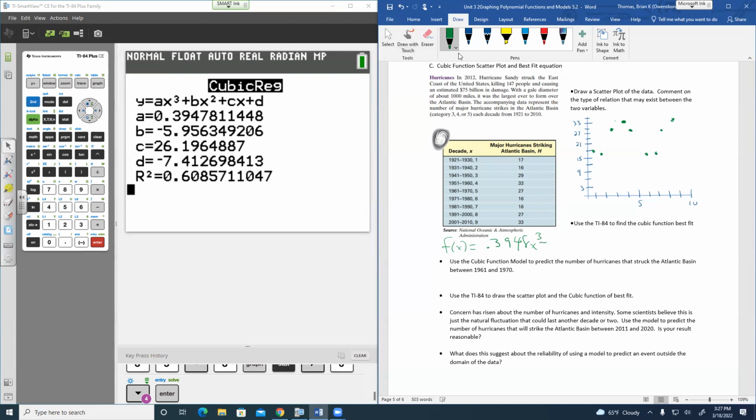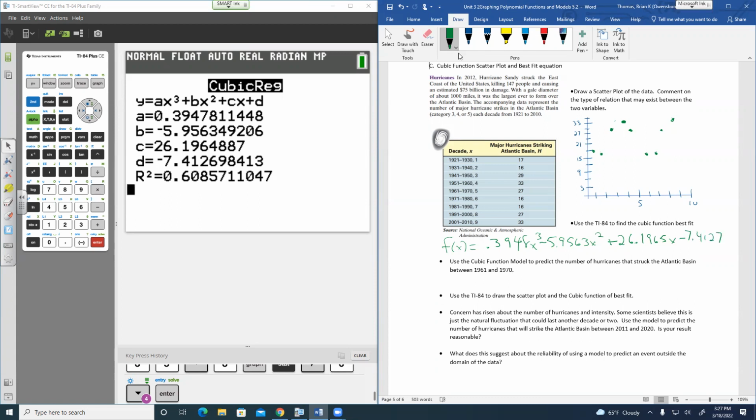So minus 5.9563. That's going to be x squared, plus 26.1965x, and then your d is going to be a negative, so a minus then 7.4127.